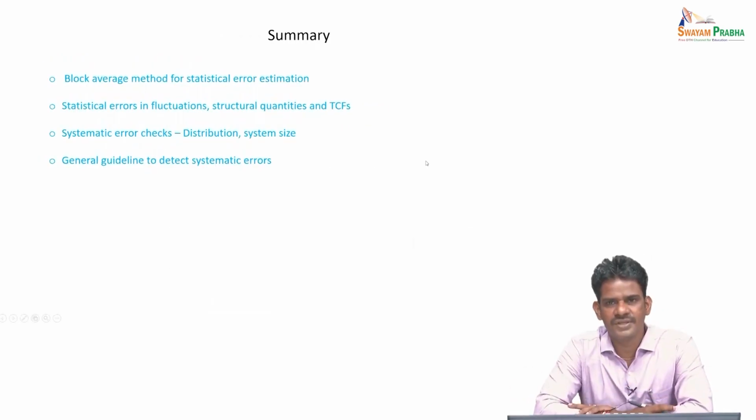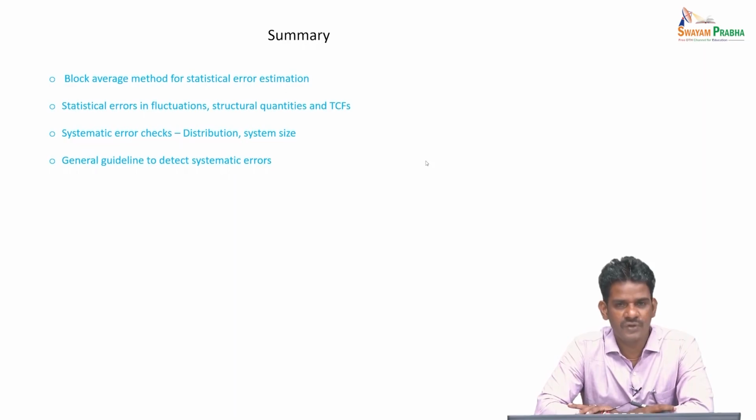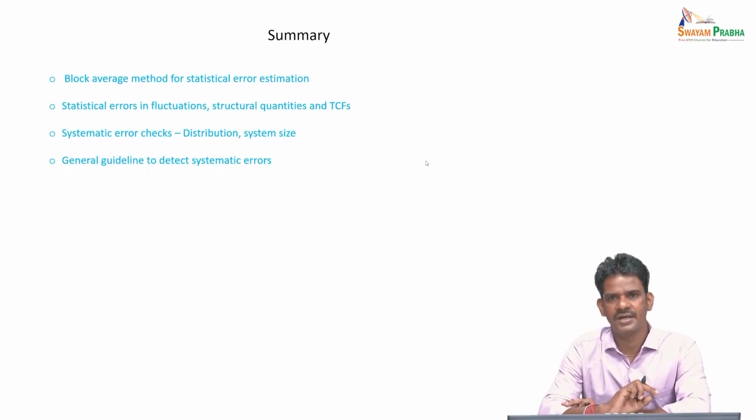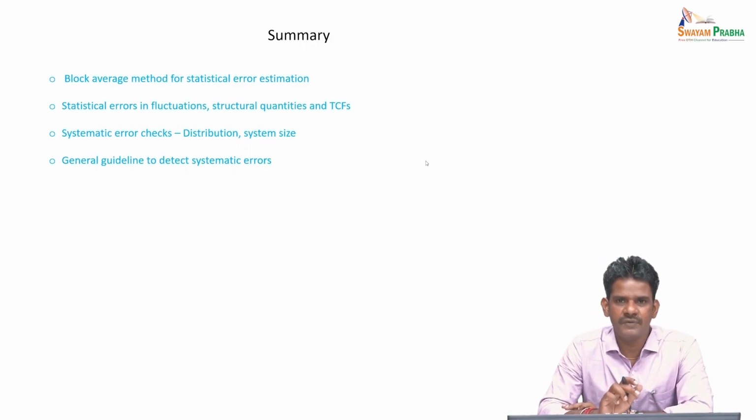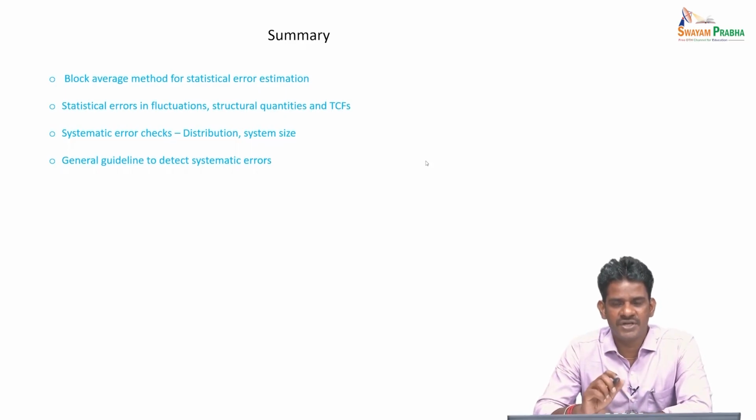So with this, we could summarize that we looked at this very simple block average method for getting a statistical error estimate for an equilibrium property, and we also showed how to define and calculate errors in fluctuations, structural quantities such as radial distribution functions, and the time correlation functions. And we also looked at a few points by which systematic errors can be checked, where you can look at whether a measured property obeys a Gaussian distribution or not, and we can also check whether the system size is affecting the results or not.